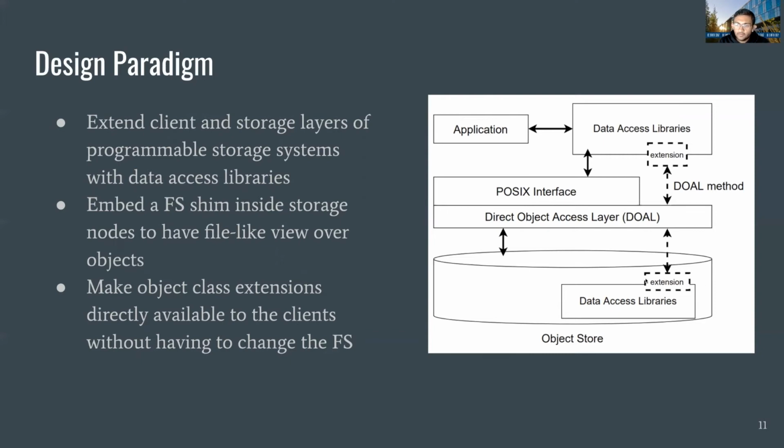Now that we have a user-defined function embedding data access libraries inside the object store, we need some way to invoke it from the client side. So we use the direct object access interfaces of the storage systems to invoke these user-defined methods on objects from the client. What we need is some way to make these object class extensions directly available to the clients without changing any code in either the POSIX layer or the direct object access layer.